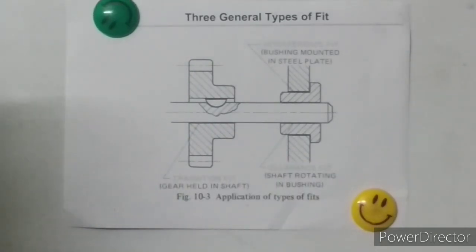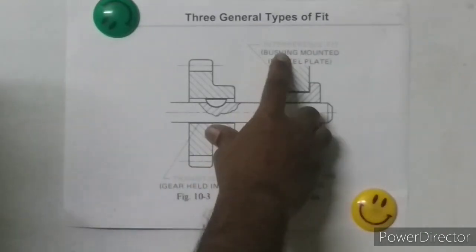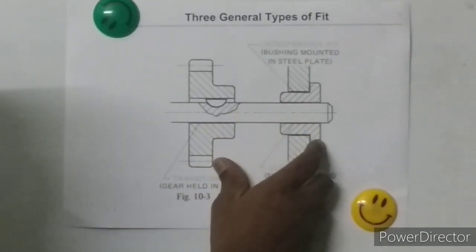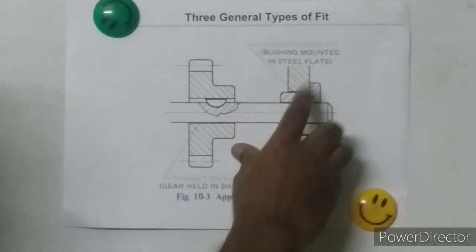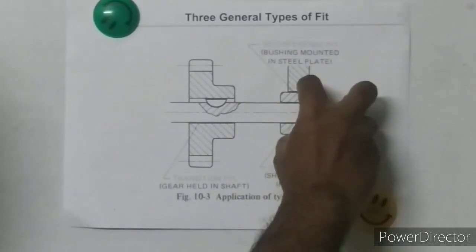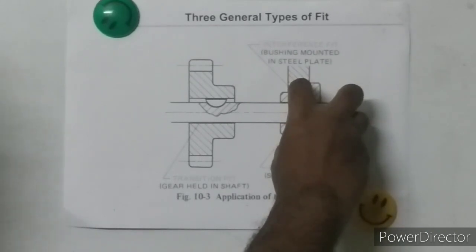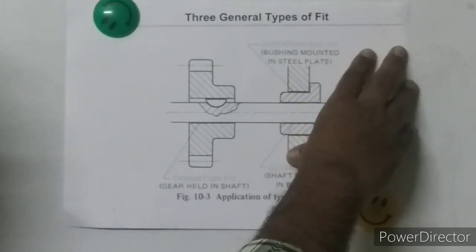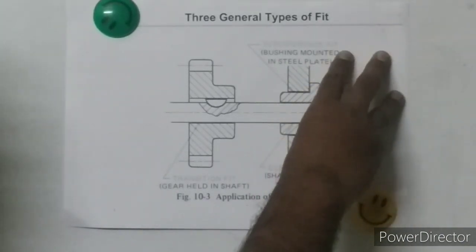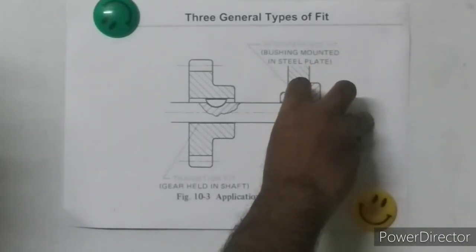Then we come to interference. Where is interference used? The interference fit is used for a bush mounted in a steel plate. Bush is mounted means the shaft is more and the hole is less. For that, it will be fitted by using nitrogen gas, to get a tight type of fit. So for that type of fit, we are going to use interference.